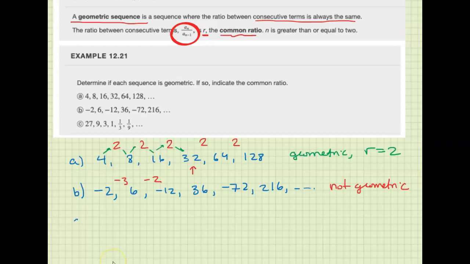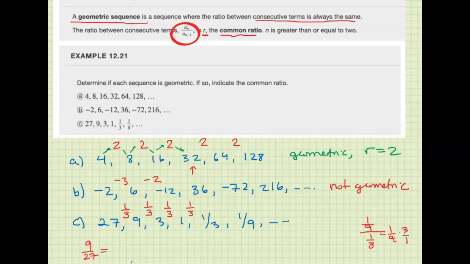Alright, let's look at the next one. 27, 9, 3, 1, 1/3, 1/9. Alright, so 9 divided by 27 is 1/3. 3 divided by 9 is 1/3. 1 divided by 3 is 1/3. 1/3 divided by 1 is 1/3. 1/9 divided by 1/3 is 1/9 times 3/1, which is 1/3. So it's consistent. So this is geometric. And the common ratio is 1/3.